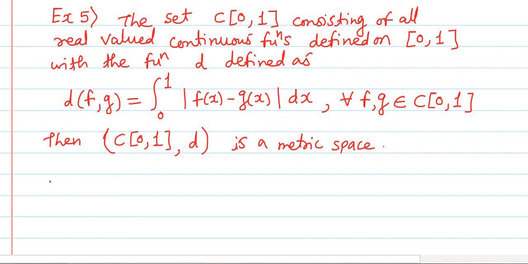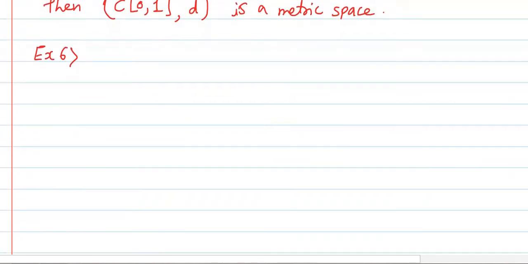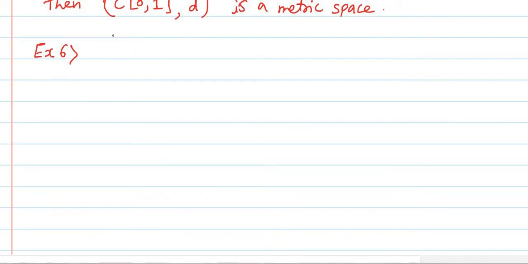Next one, example number 6. As these are just illustrative examples and we have solved the first 4 examples in so much detail, we are studying these remaining 3 examples a little bit shorter. Next one, example number 6. Suppose we consider the set C, the same set C.